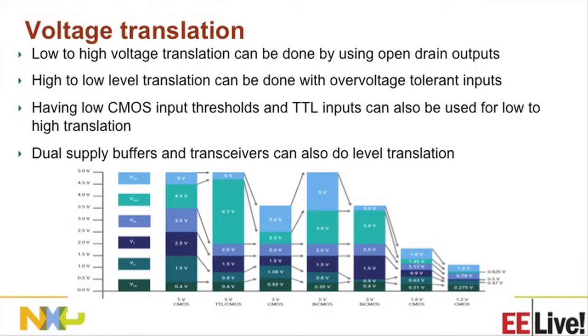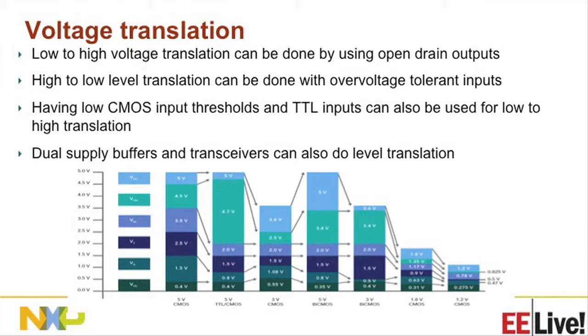Some of these devices have low CMOS input thresholds. So what that means is the device will trigger with a signal which is lower than typical CMOS thresholds, but then your output will always swing to supply voltage. Same is the case with the TTL inputs. The devices with the T in there are TTL variants. So they will switch at 2 volts for high and 0.8 volts for low. So that can also be used for low to high level translation.